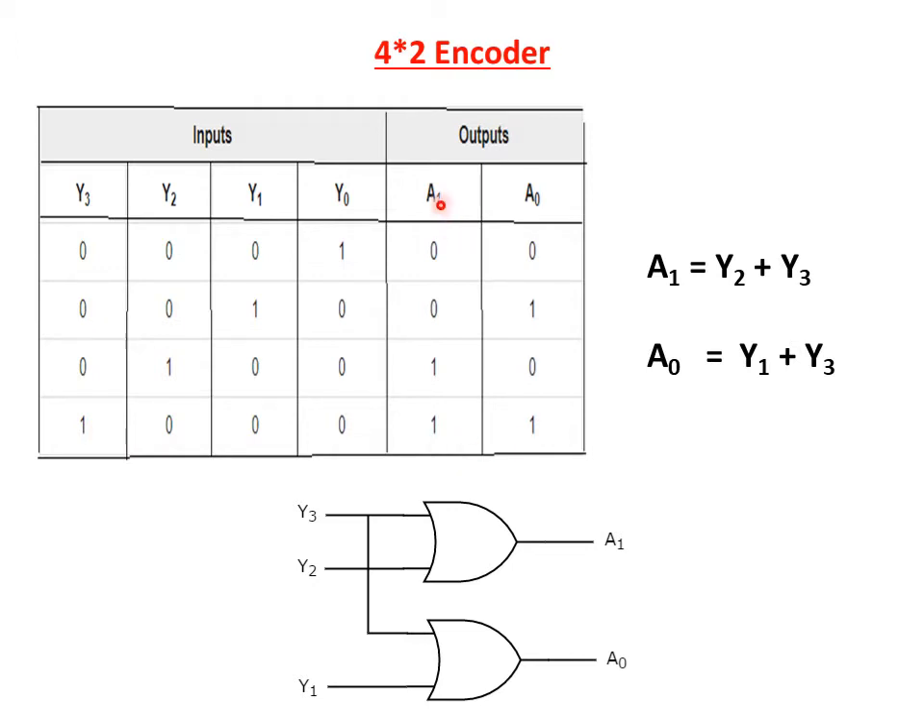So now the A1 output is Y2 plus Y3. And A0 output is Y1 plus Y3. So this is the logic diagram representation of a 4 to 2 encoder.